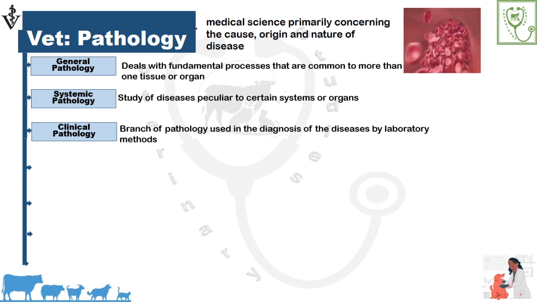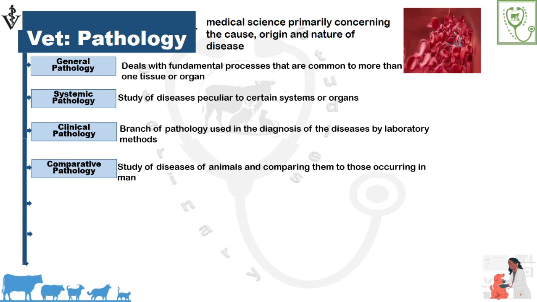Clinical pathology. It is a branch of pathology used in the diagnosis of disease by laboratory methods or procedures. Suppose we want to diagnose a disease by a laboratory procedure, such as malaria by rapid diagnostic kit method, or diabetes by random sugar level. So this is clinical pathology.